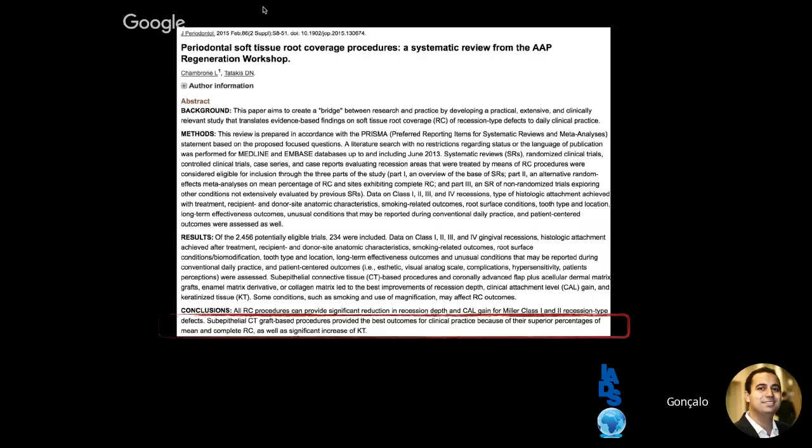So if you still have a good band of keratinized tissue, usually 2 millimeters, and you have a thick tissue, in many cases you don't have to graft. On the other hand, if you have a very thin biotype, it's probably better to graft to avoid further relapse.